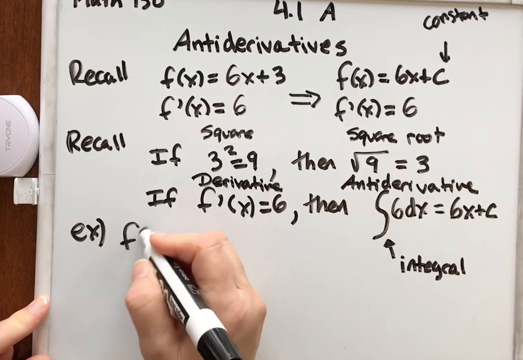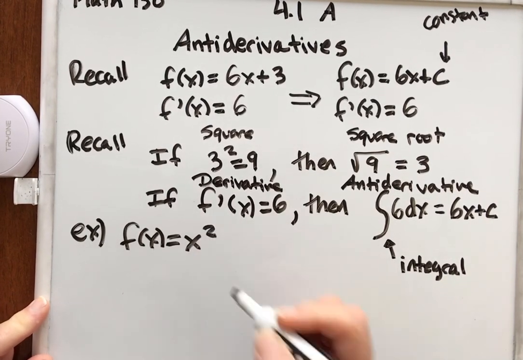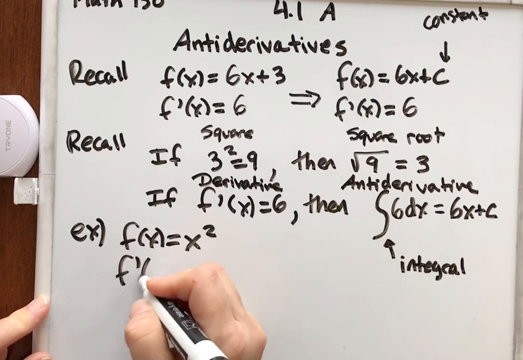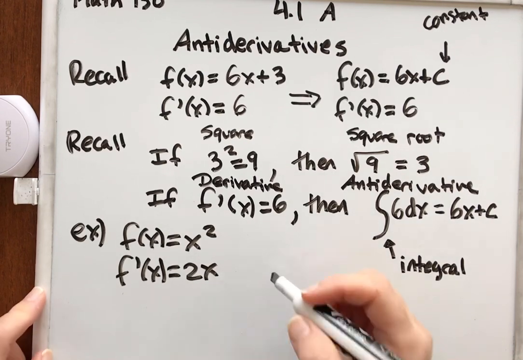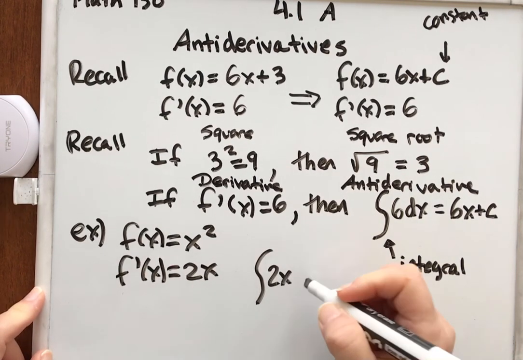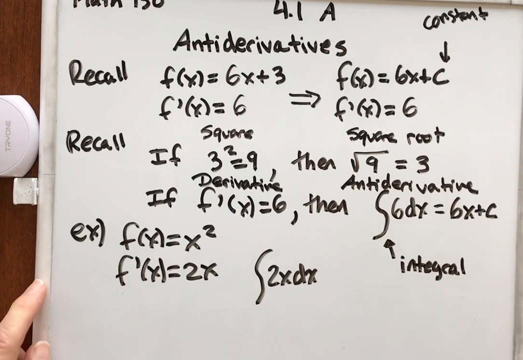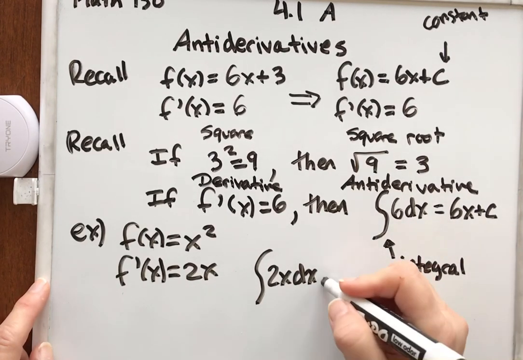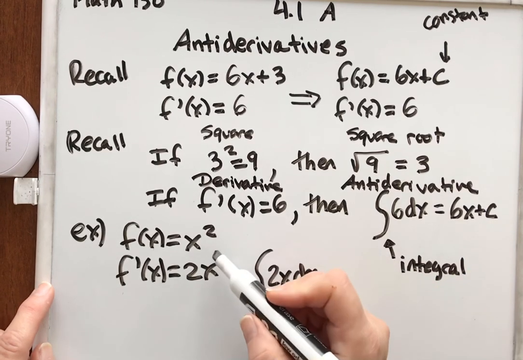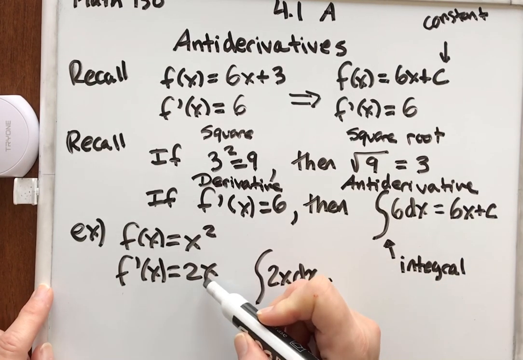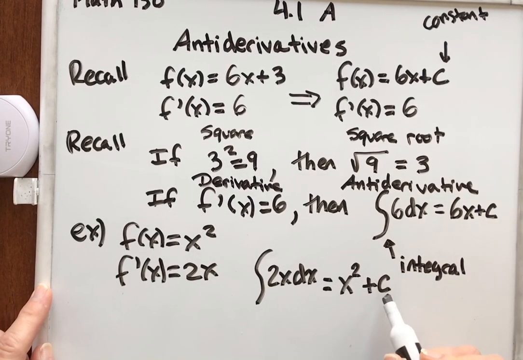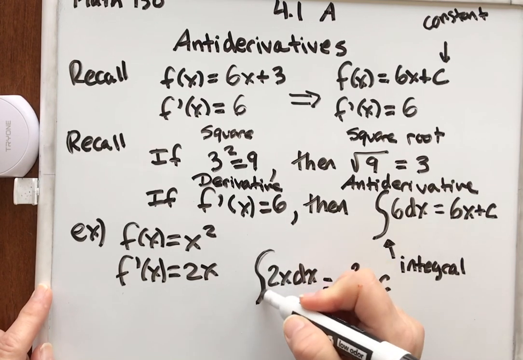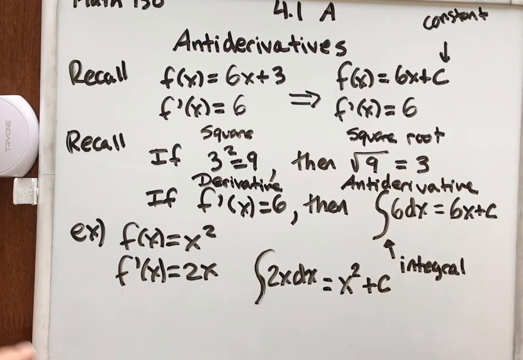If we have f of x equals x squared, we know we take the derivative and we get 2x. Okay? So if we integrate 2x, and we write dx next to it, integrate 2x dx, then that's going to equal, we know that the derivative is 2x, therefore the integral is x squared, and then we add our constant. We always add our constant when our integral is open-ended. This is called the indefinite integral, and we'll get to that more later.